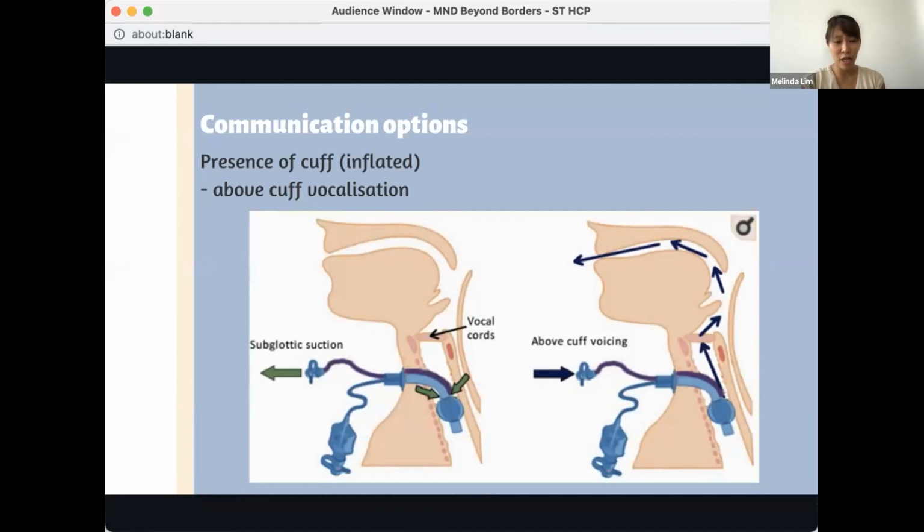You need to have a tracheostomy with an above cuff aspiration line. So the suction aid is one of those that has this above cuff aspiration line. And the main function of the above cuff aspiration line is to remove secretions above the cuff. But if you think about it, if you can remove things from above the cuff, you can also introduce things above the cuff. So that is what we do with above cuff vocalization.